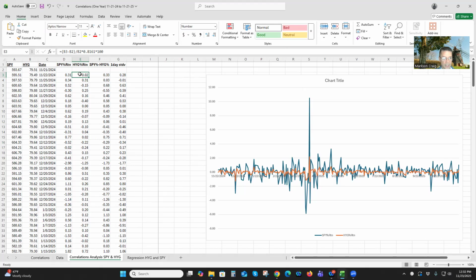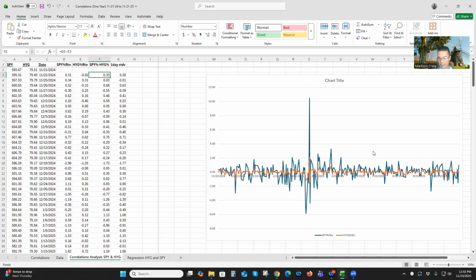Now with HYG, you would do the same formula, but instead of multiplying it by 100, you're going to multiply it by the percent variance that HYG puts on SPY, which is 81.61. Or in this case, it's times 0.8161 times 100 to get the percent. Okay. This column here subtracts the percent return that HYG did, accounting for the variance that HYG has on SPY, from the percent return that SPY did.